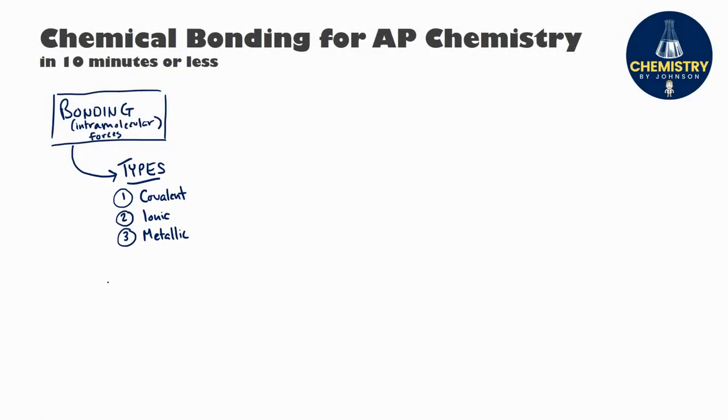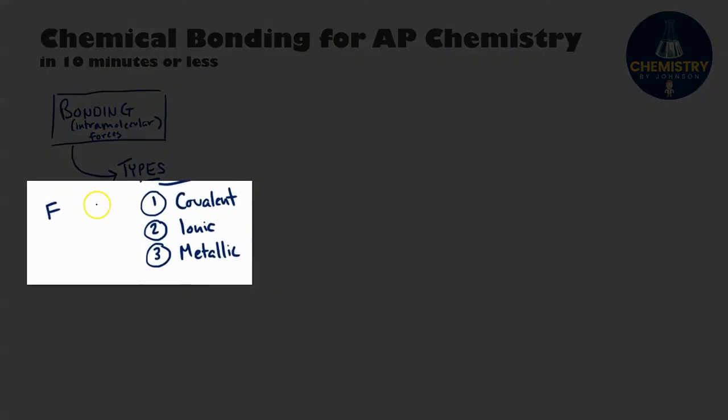You can always tell which of these three types of bonds are going to occur between two or more atoms by looking at the electronegativities of the atoms involved in the potential bond. If both of the atoms involved in the bonding have very high electronegativity values, that means neither atom is going to be willing to give up or lose its valence electrons. So what those atoms end up doing is sharing those valence electrons in what we call a covalent bond.